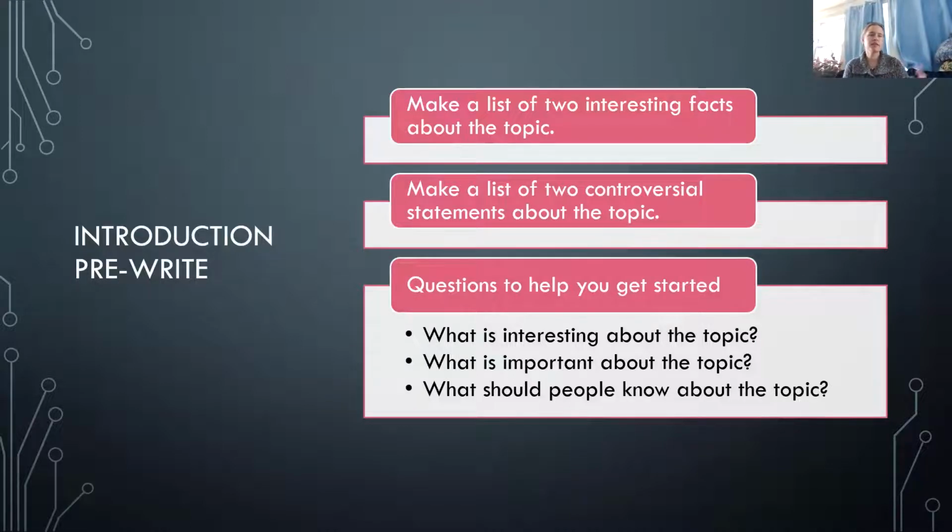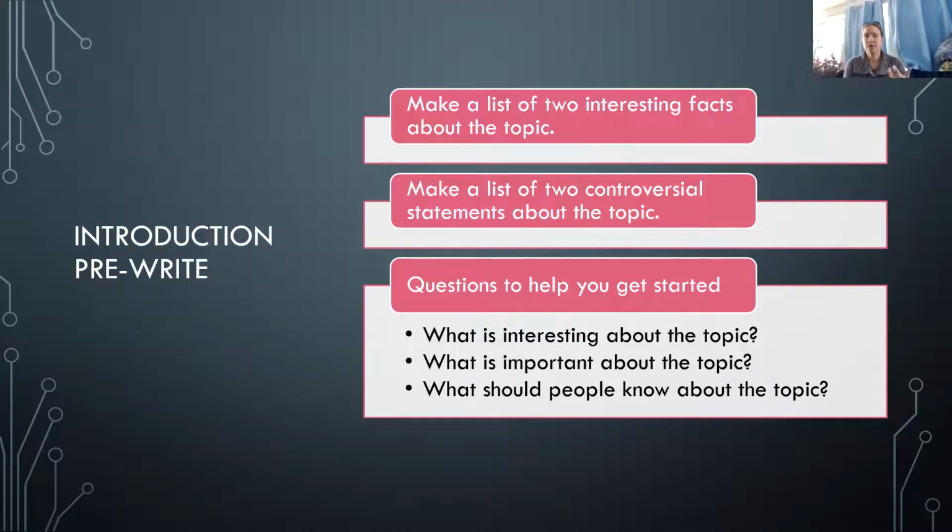So for the introductions, there are some pre-writes and some brainstorming you can actually do. You can make a list of 2 interesting facts about the topic. Maybe when you're brainstorming, that list turns into like 5 to 10 bulleted points, and you pick out just the most interesting. You can make a list of 2 controversial statements about the topic, those 2 conflicting ideas, and that could be something that you end up using.